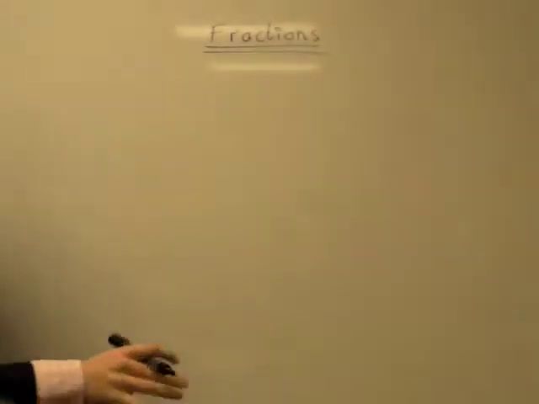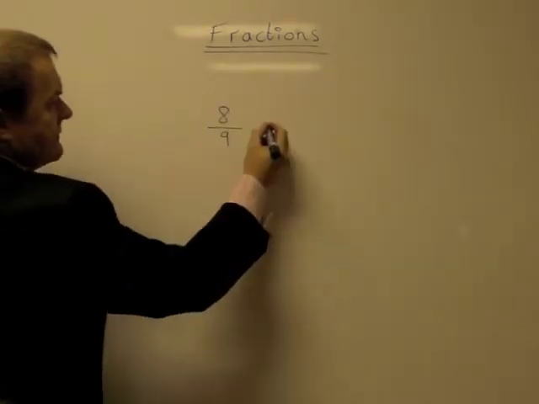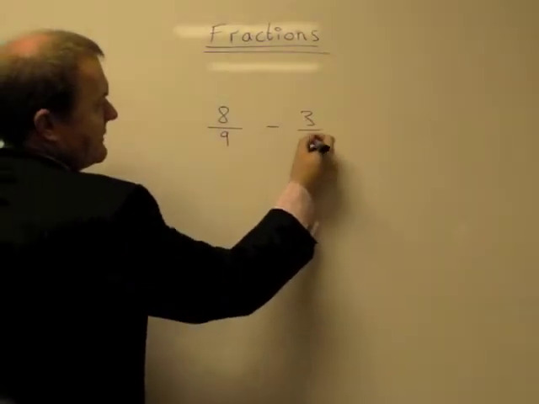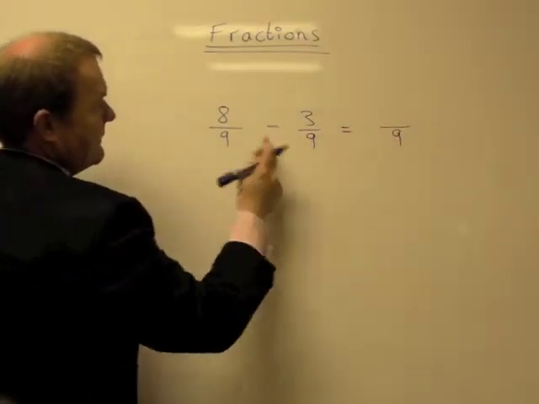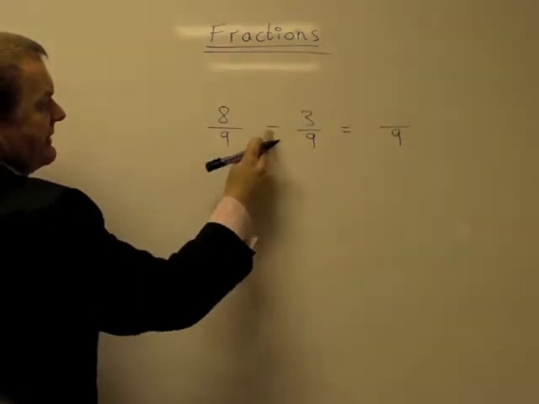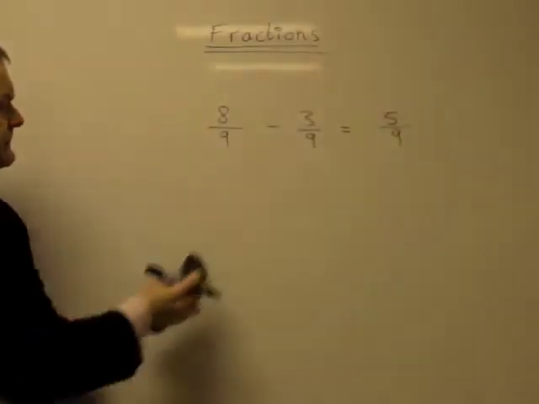We're going to do some subtractions. 8/9 take away 3/9. So we're working in ninths. 8 take away 3, 8/9 take away 3/9 leaves 5/9.